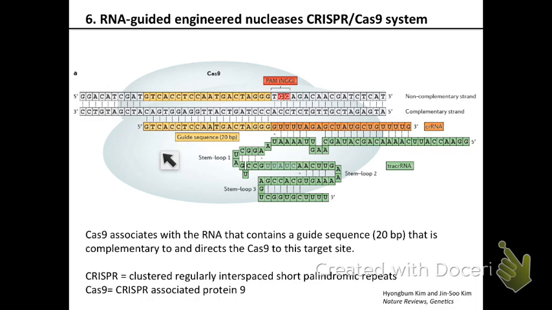It probably shows better in your printouts or your computers. So this Cas9 protein associates with the RNA. So this is the RNA here. And this is a typo. These T should be U, okay? It was a typo from the actual publication itself. Anyway, so this is the RNA.